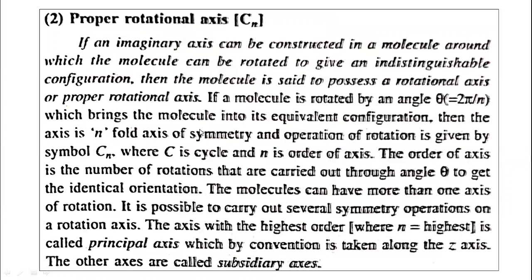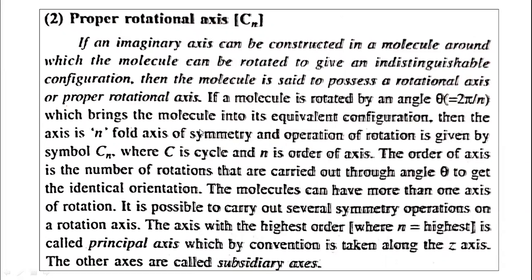Then let us discuss the second type of symmetry element, that is the proper rotational axis. We know that the molecule has various types of symmetry elements. 5 symmetry elements are existing there. Now this is the second symmetry element, proper rotational axis. It is denoted by Cn. C stands for cycle and n stands for order of axis.